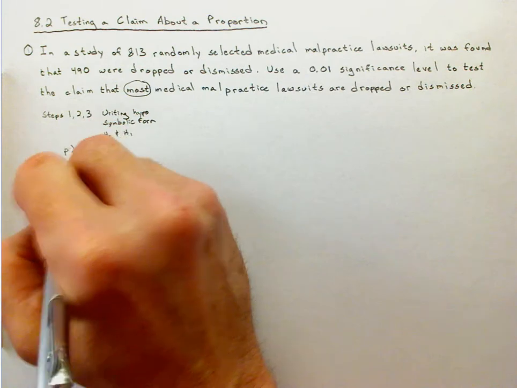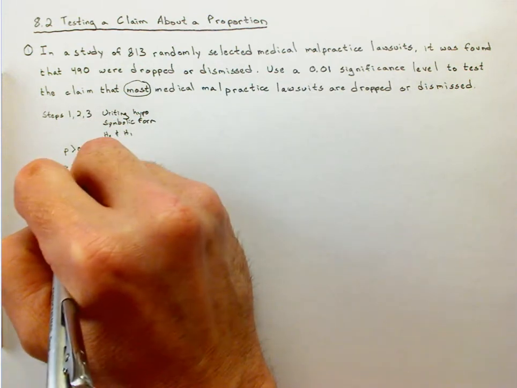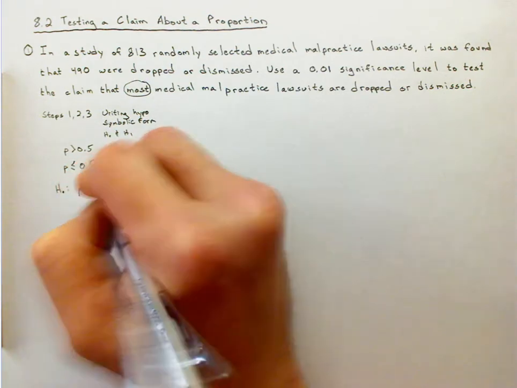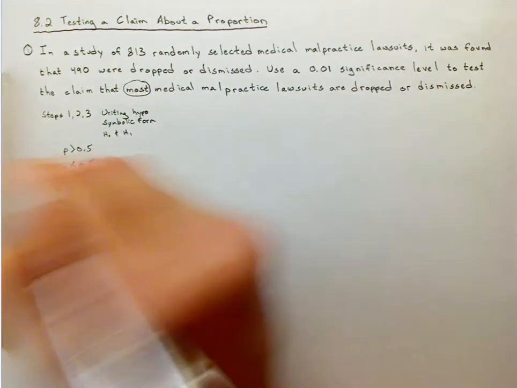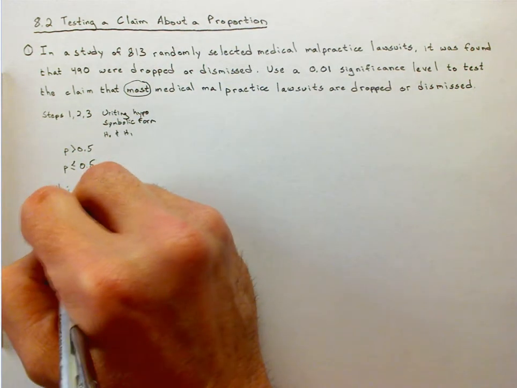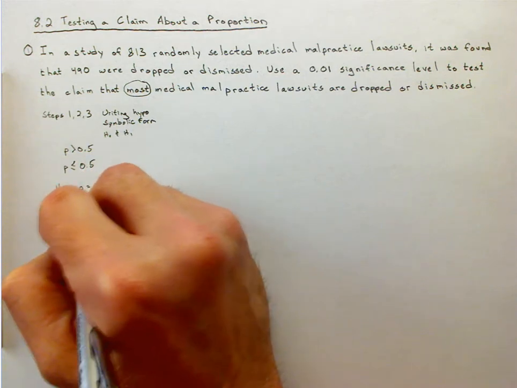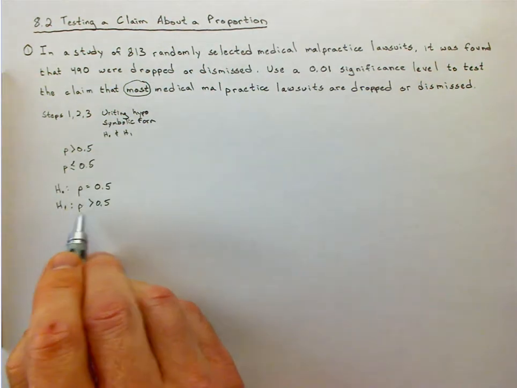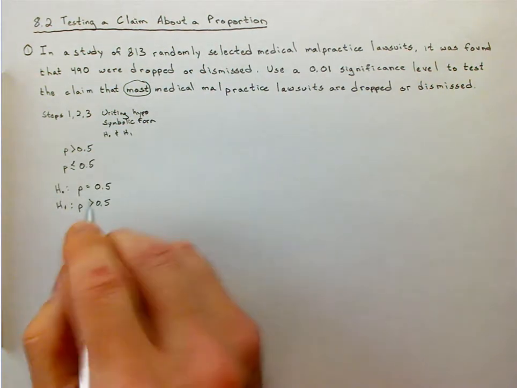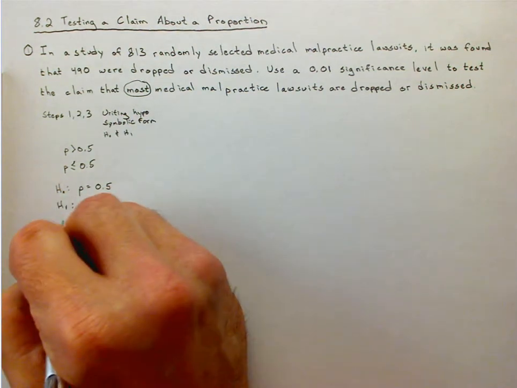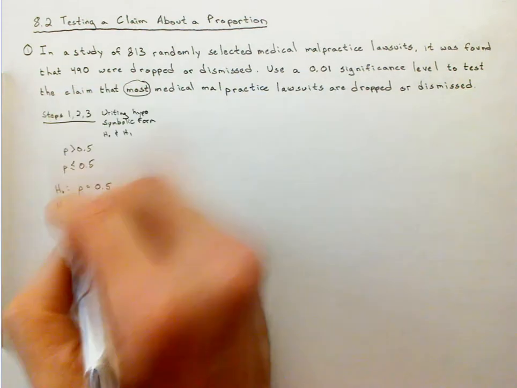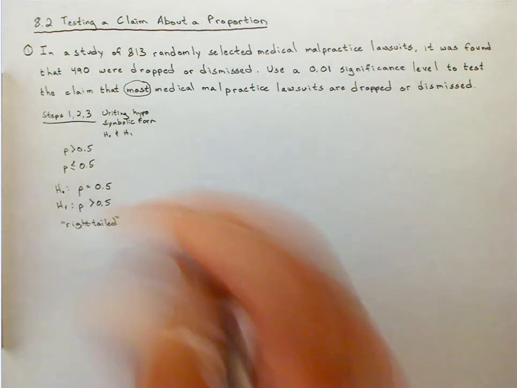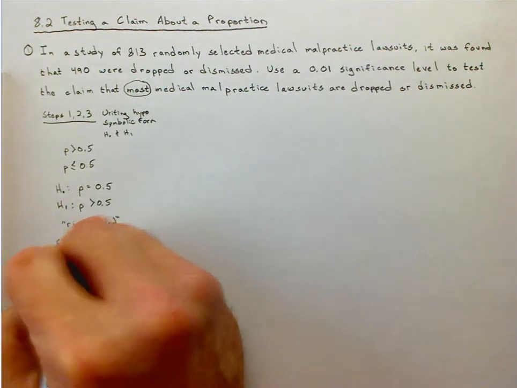And what that allows me to set up and do is my null hypothesis, and I am going to say that P, because the null deals with equality, P is equal to 0.5. And my alternate hypothesis is going to be P is greater than 0.5. Again, my alternate does not have equality written in it. And this symbol tells me which test I'm going to do. I am going to do a right-tailed test.